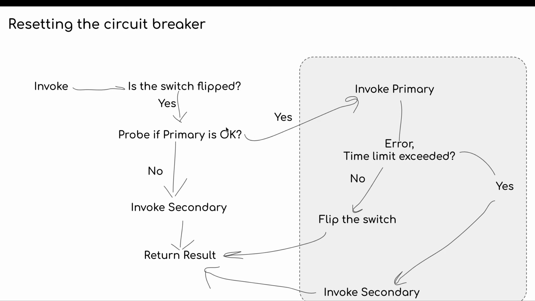But let's say we do decide that we want to probe if the primary is okay, then we'll invoke the primary.